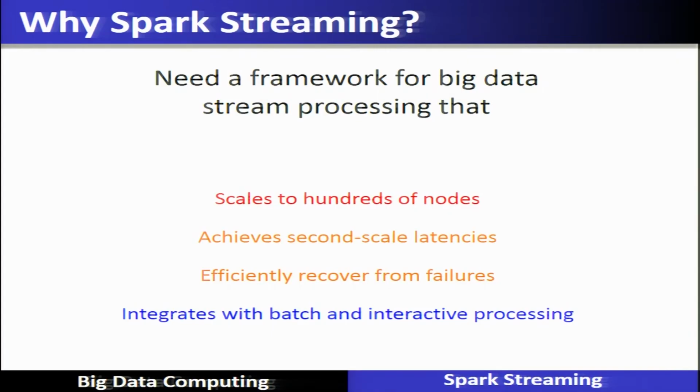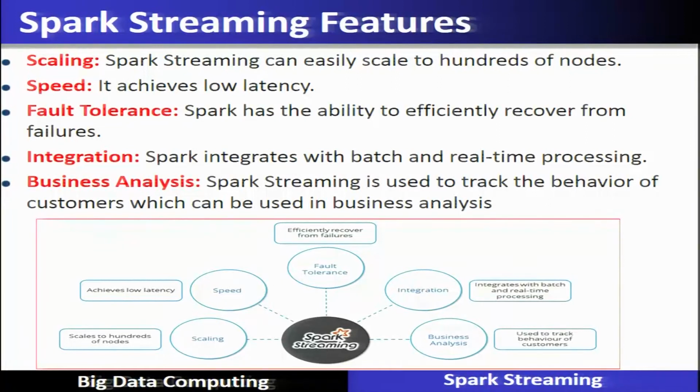So there is a need for a framework for big data stream processing that scales to hundreds or thousands of nodes, achieves second-scale latencies, recovers efficiently from failure, and integrates with batch and interactive processing. Let us see the different features able to cater to all these needs. Spark streaming features: first is scaling. Spark streaming can easily scale to hundreds and thousands of nodes. Speed is also low latency, and fault tolerance is achieved here to recover from failure. It is also integrated with real-time processing, and business analytics is also supported.